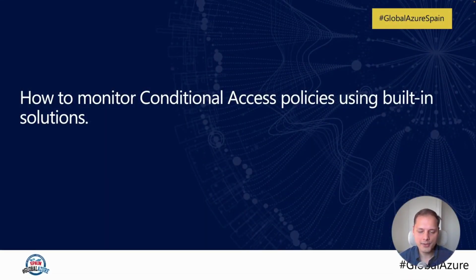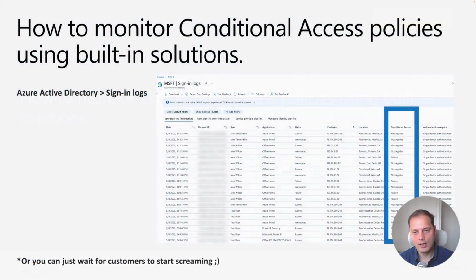Now, let's imagine we created a conditional access policy. What will be the options for us to monitor this policy using built-in solutions? Obviously, and that's actually the only thing we can have, it's going through sign-in logs. So in the Azure portal, go to sign-in logs. Here is a specific column called Conditional Access, and that's it. That's the only way. I'm not counting the option that you can just enable something and wait for customers to scream, but at the moment, if we're talking about out-of-the-box solutions without additional cost or additional infrastructure, that's the only option.